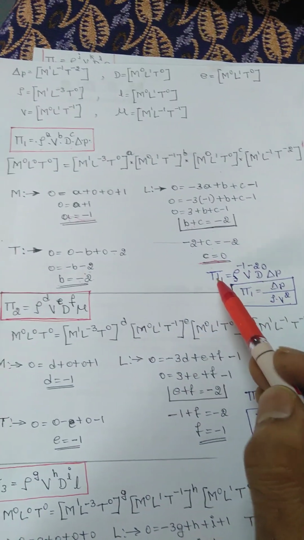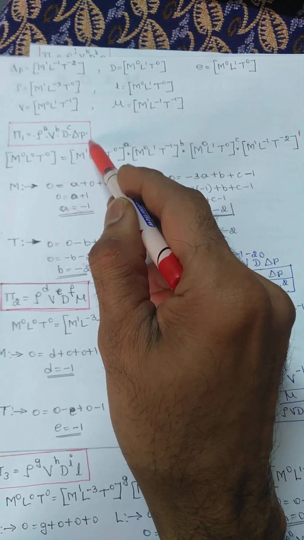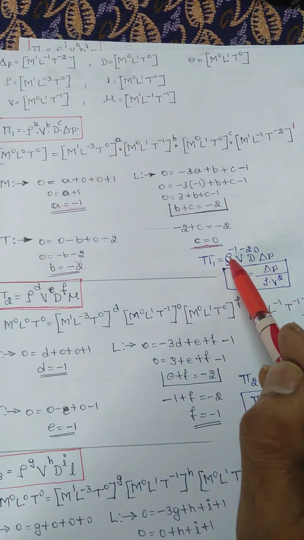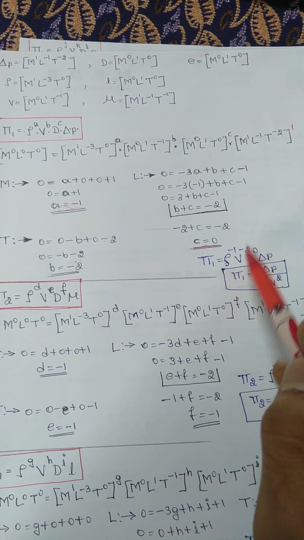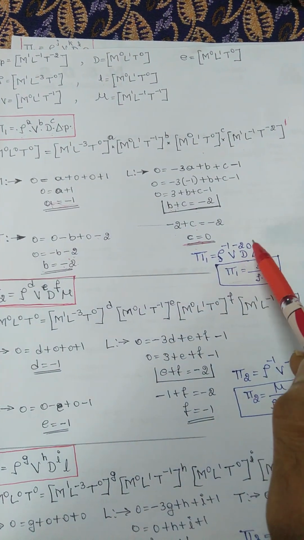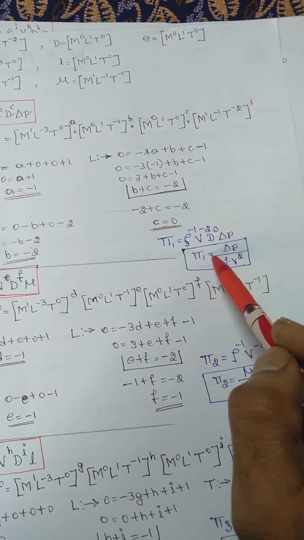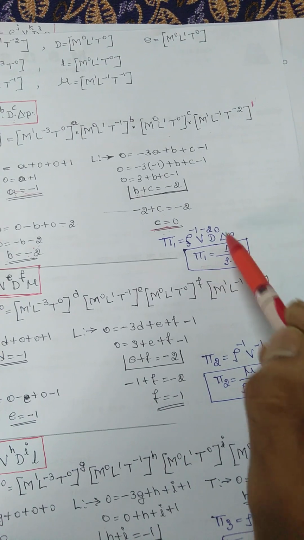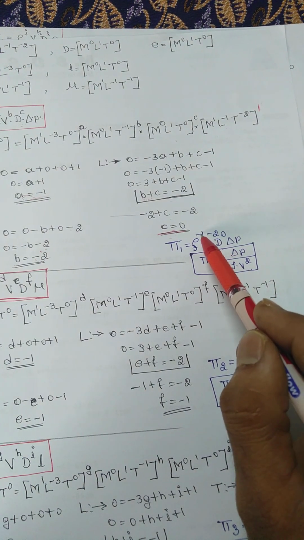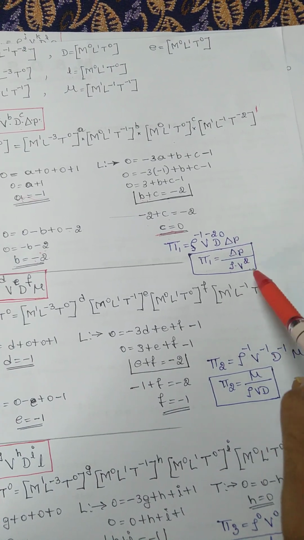Next what you have to do is put this a, b, c value in this equation of relation. So pi 1 is equal to rho to the power a, a is minus 1, so rho to the power minus 1, into v to the power b, b is minus 2, and d to the power c, c is 0, into delta p, it's 1 only. So pi 1 is equal to delta p, divided by, this is minus 1, minus 1 means 1 by rho into 1 by v.